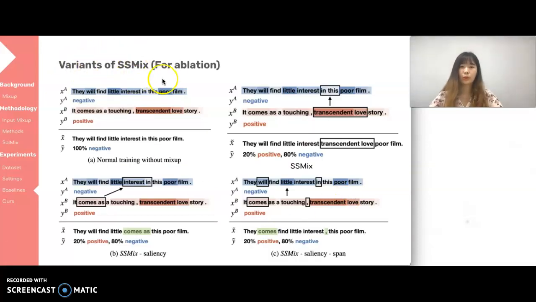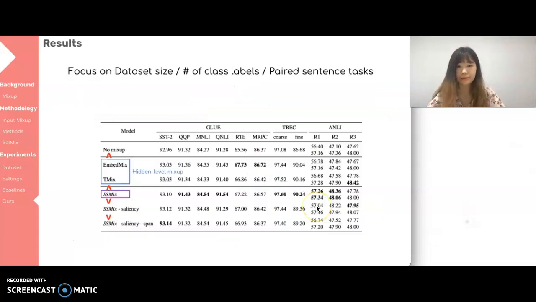And we also implemented variants of SSMix. The first one was SSMix without saliency, meaning that we no longer consider the salient span, but we just randomly pick a 2 token length span from the x_b and then replace it. And we also experimented with getting rid of the span level restriction, meaning that we just replace at the token level, like, there becomes commons, in becomes comma, and so on. So these are the results.